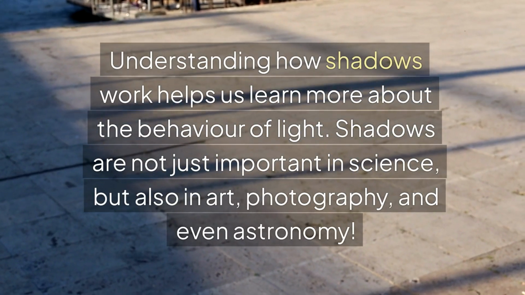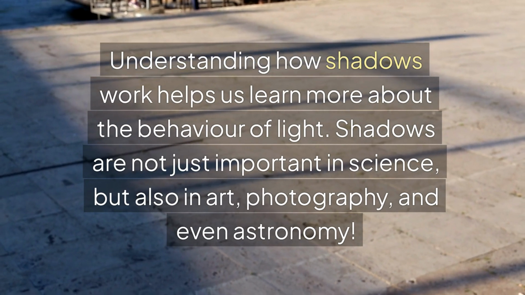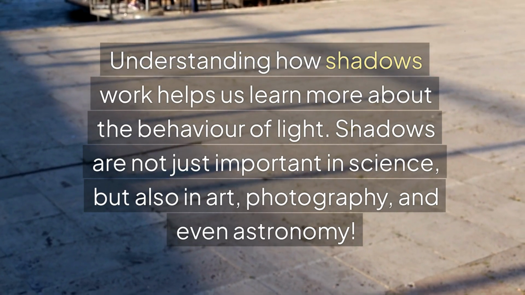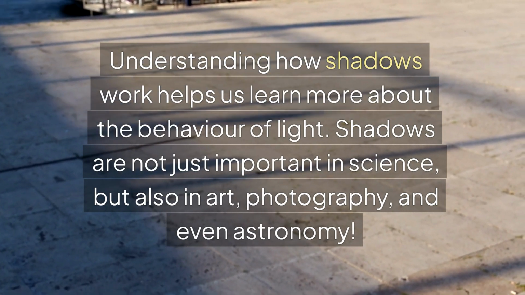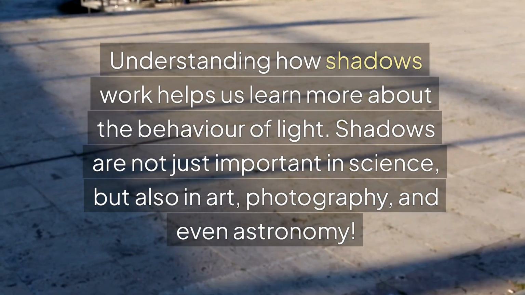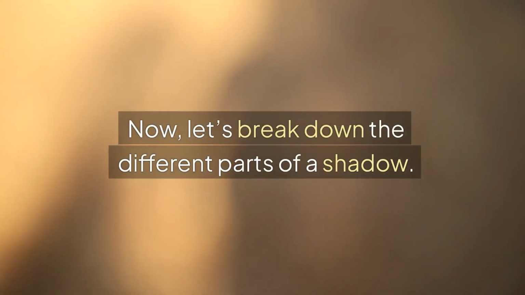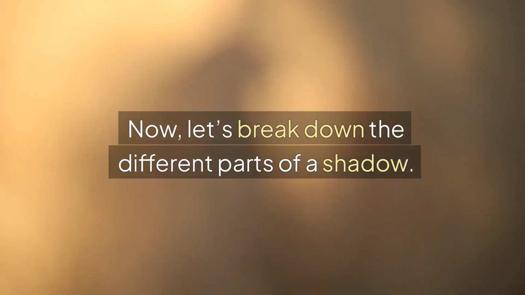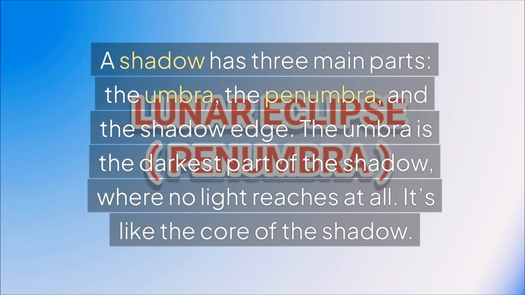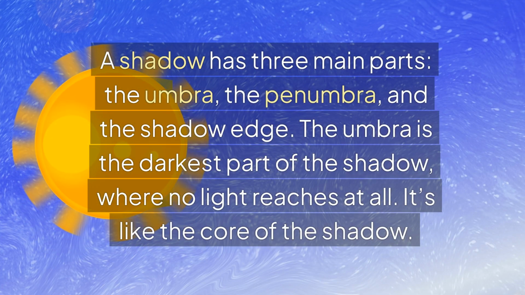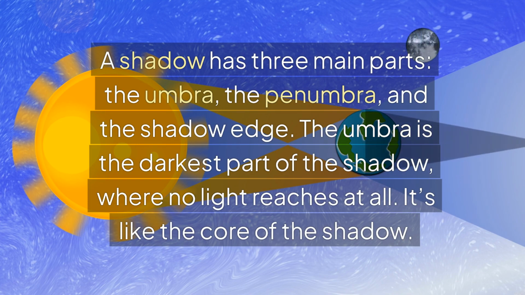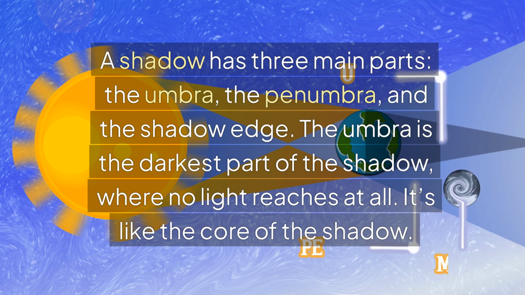Understanding how shadows work helps us learn more about the behavior of light. Shadows are not just important in science, but also in art, photography, and even astronomy. Now, let's break down the different parts of a shadow. A shadow has three main parts: the umbra, the penumbra, and the shadow edge. The umbra is the darkest part of the shadow, where no light reaches at all. It's like the core of the shadow.